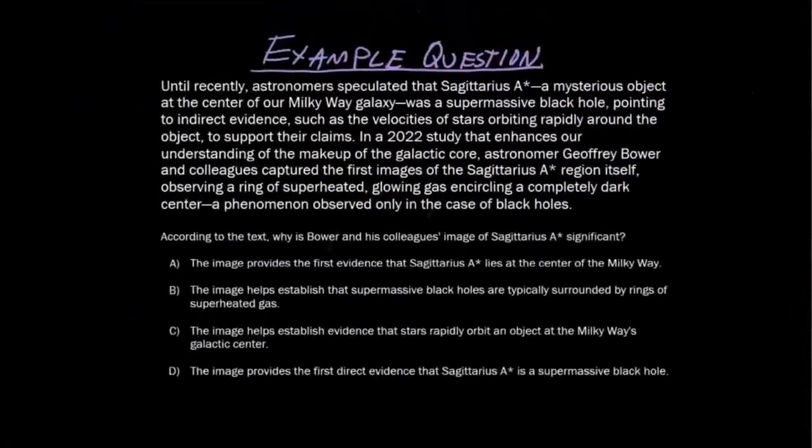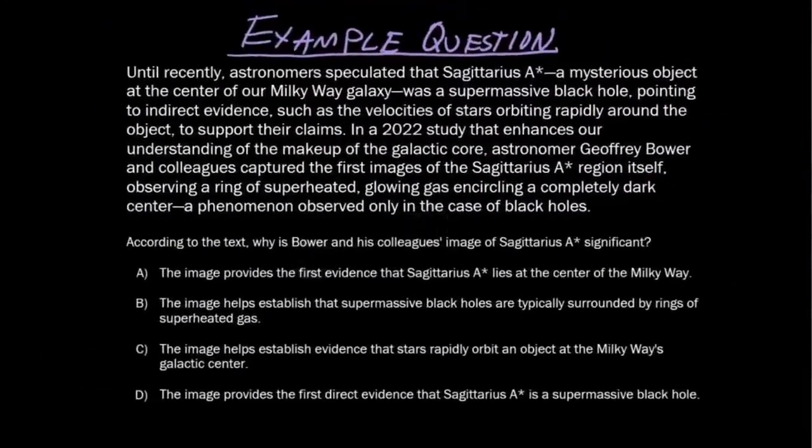Let's see what that means with our example question. Until recently, astronomers speculated that Sagittarius A prime was a mysterious object at the center of our Milky Way galaxy. It was a supermassive black hole, pointing towards indirect evidence, such as the velocity of stars orbiting rapidly around the object, to support their claims. In a 2022 study that enhances our understanding of the makeup of the galactic core, astronomer Jeffrey Bauer and colleagues captured the first images of Sagittarius A region itself, observing a ring of superheated glowing gas encircling a completely dark center, which is a phenomenon only observed in the case of black holes. Why is this significant? Let's take a look.